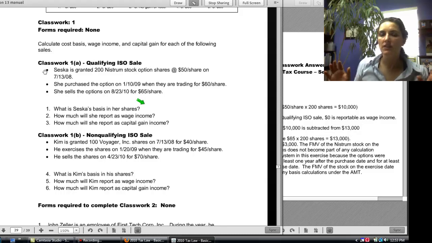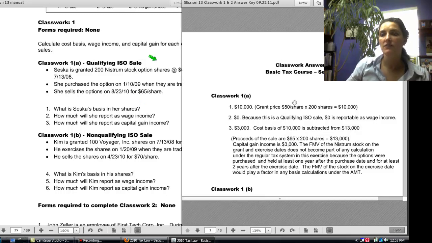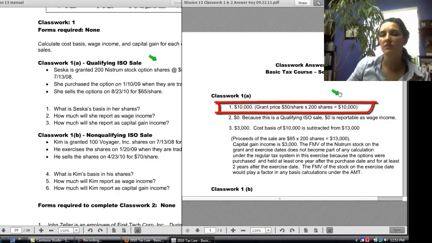So her capital gain is essentially going to be the difference between what she pays and what she sells for it. And in this case, we have 200 Nystrom shares times $50. That gives us a cost of $10,000. $50 a share times 200 shares gives us a cost of $10,000.